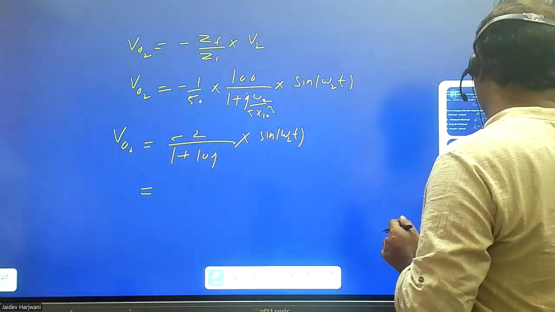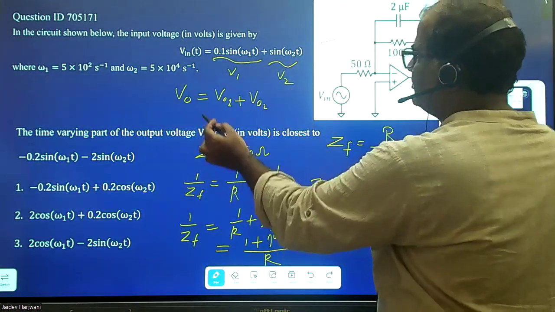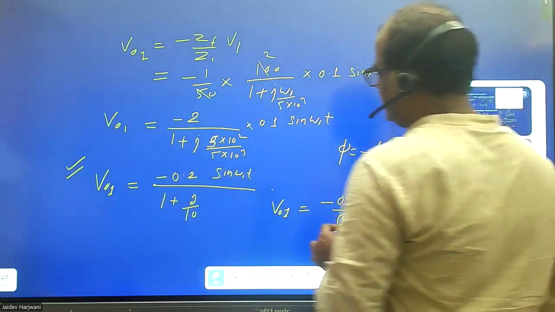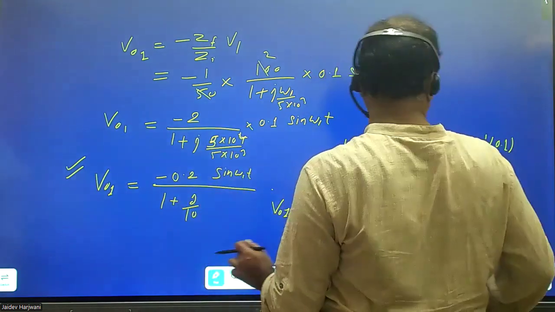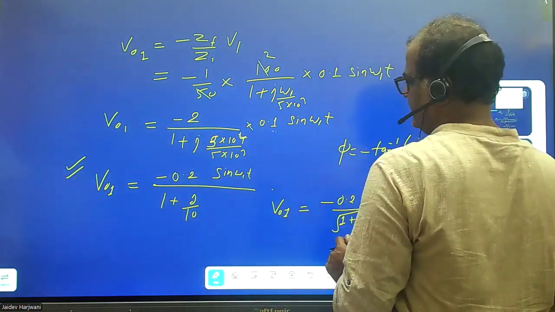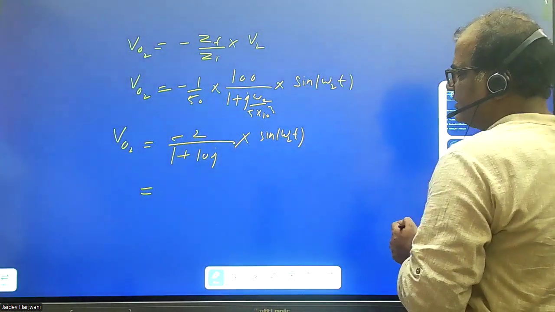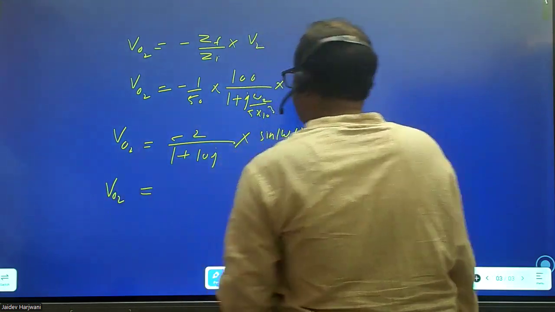Let me check the input. The input is sin ωt. This is 5 times 10 raised to power 4. Now we have already put the values. So this comes out, this is 3 and this is 4. So this comes out 10 and 10j. Okay, let us now calculate the phase as well as the magnitude.